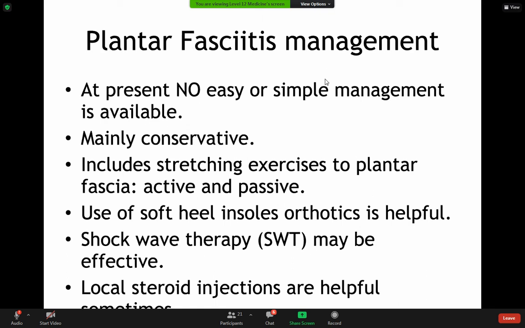Management of plantar fasciitis. At present, there's no easy or simple management available. Mainly, the treatment is conservative. It includes stretching exercises to the plantar fascia, actively and passively. We use soft heel insoles and orthotics, which can be helpful. Shockwave therapy may be effective. Local steroid injections are helpful sometimes if the patient does not respond to the other treatments we mentioned.